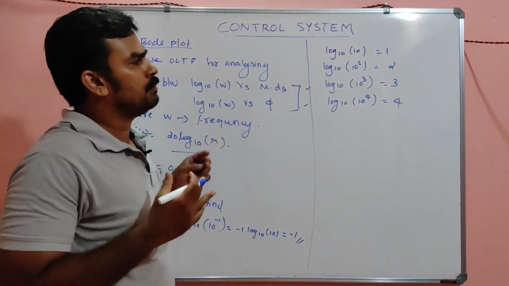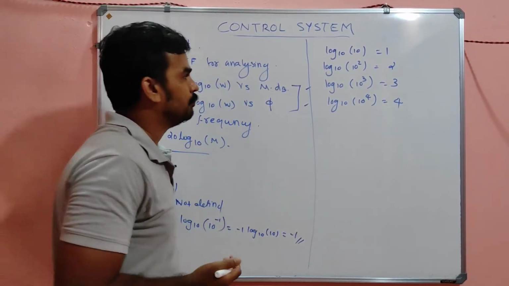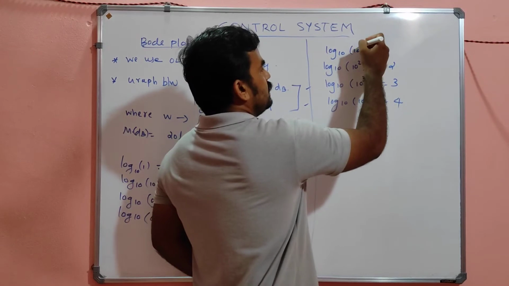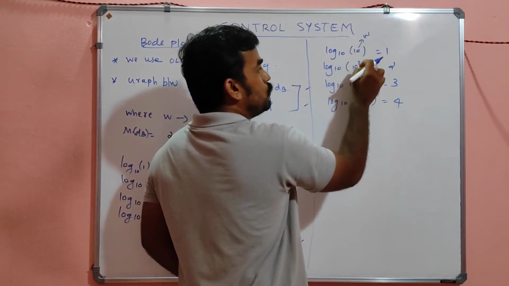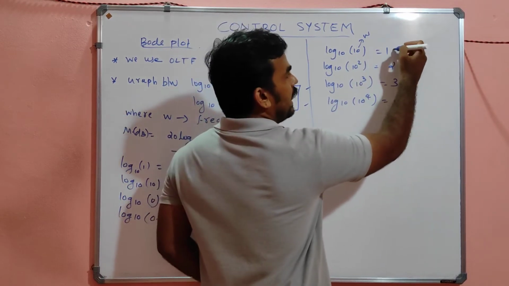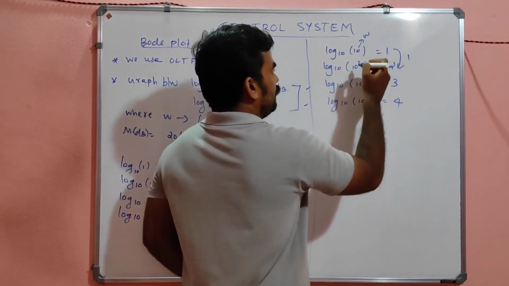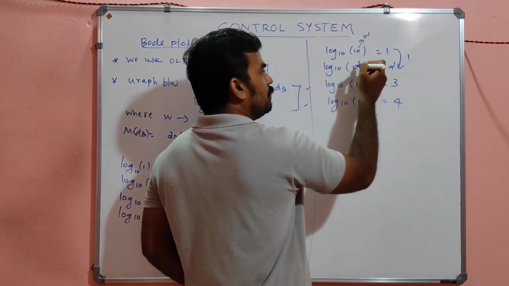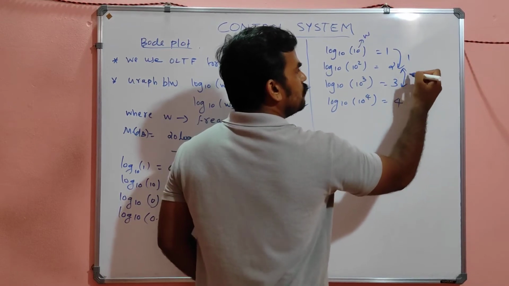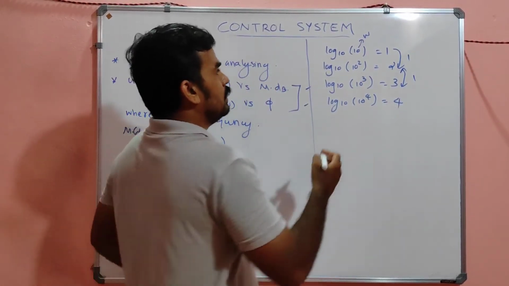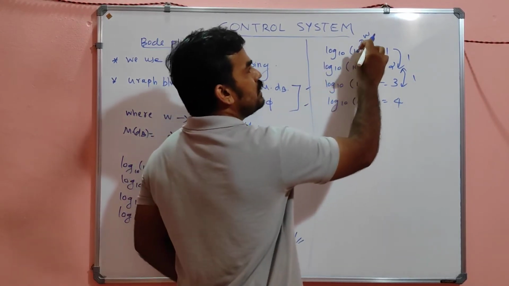See the beauty of taking the logarithm. Here it is nothing but, my dear, omega. When we change omega from 10 to 100, the scale value changes by just 1. If you change the omega value again from 100 to 1000, it is again changed by only 1. That means every decade you change.